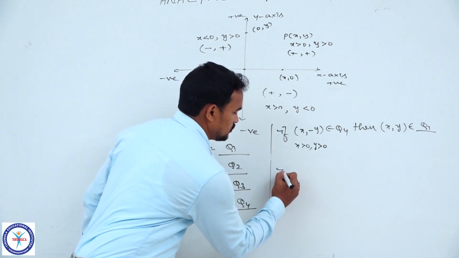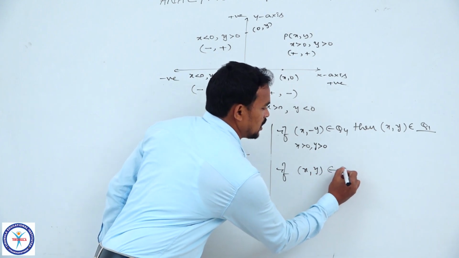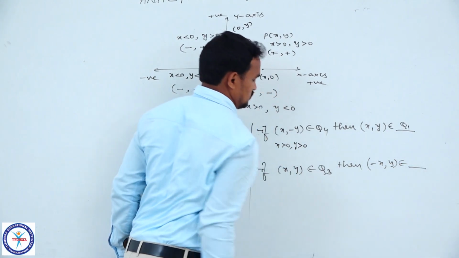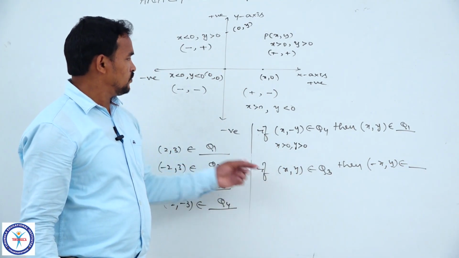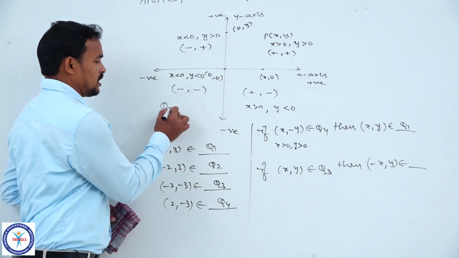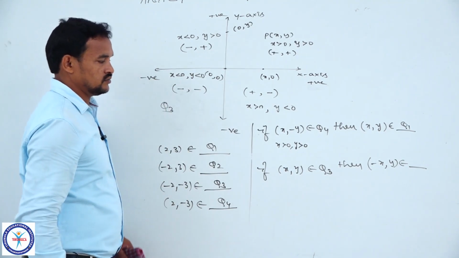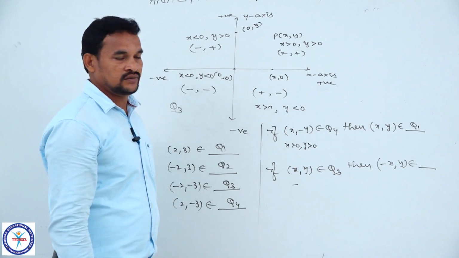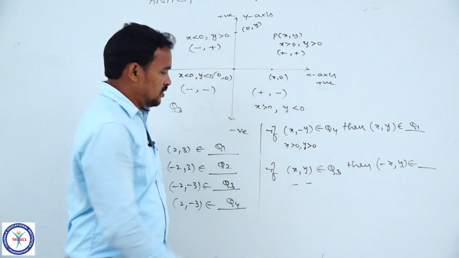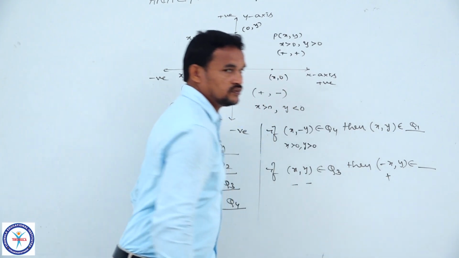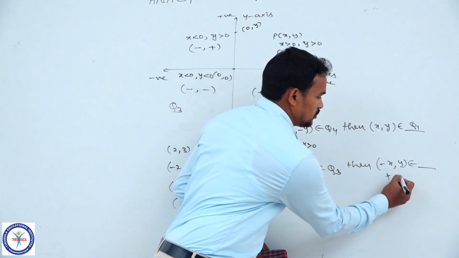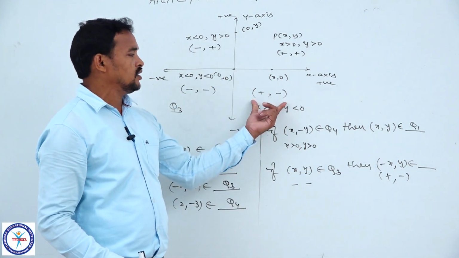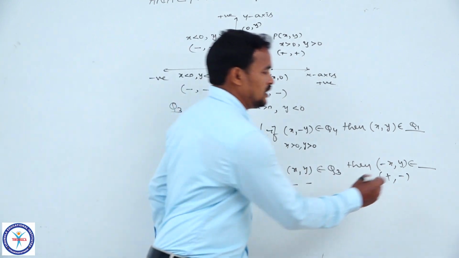One more example. If x comma y belongs to Q3, then minus x comma y belongs to which quadrant? Generally, in the quadrant 3, x is negative, y is negative. If x comma y belongs to Q3 means x is negative, y is negative. When x is negative, minus x is positive. Here y is negative. So plus comma minus means x is positive, y is negative. In which quadrant? Fourth quadrant. Therefore minus x comma y is in Q4.